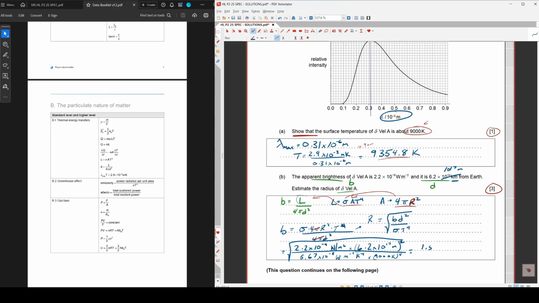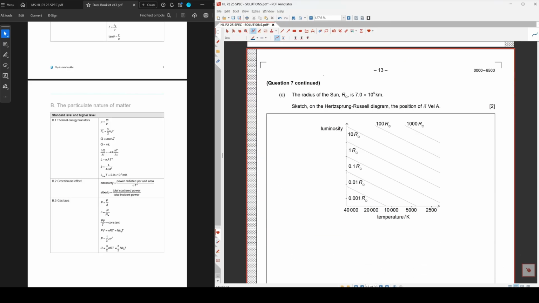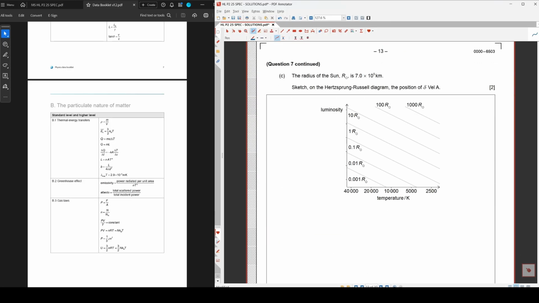Okay, this all turns into, if you do it in a calculator right, 1.5 times 10 to the 9 meters. I think if you use the unrounded, like 9,300, whatever, you get 1.4. They should take it either way, especially because they gave you this, so you can use this in part B even if you can't solve part A. So anyway, there you go. That's what you get for this guy. And lastly, the radius of the sun is this much.